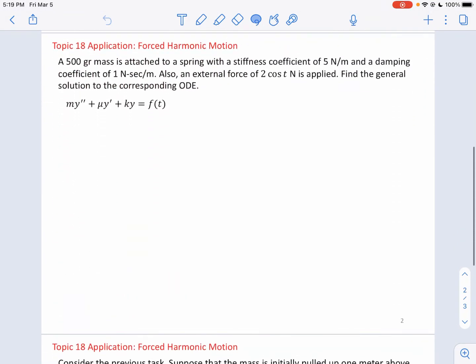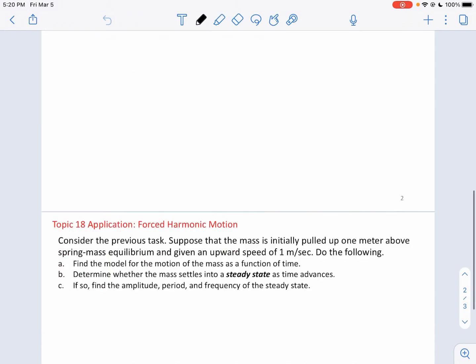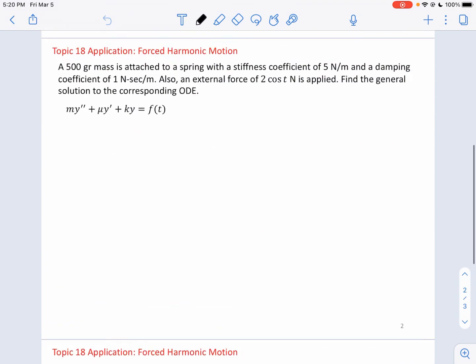A 500-gram mass is attached to a spring with a stiffness coefficient of 5 newtons per meter and a damping coefficient of 1 newton second per meter. So now we have damping involved. Also, an external force of 2 cosine t newtons is applied. Find the general solution to the corresponding ODE. Notice this doesn't say find the model for the motion, so just the general solution. We'll actually use the next slide to finish this problem and find the specific model for motion.